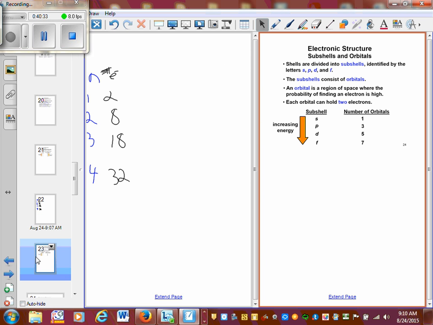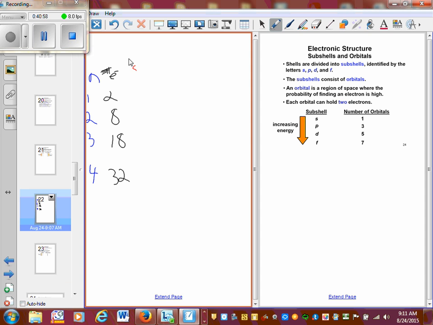Each shell can have what are called subshells in it. They're called S, P, D, and F. Those are German names which describe the shape of the subshells. So here we have subshells. Each principal level has the same number of subshells as its number.